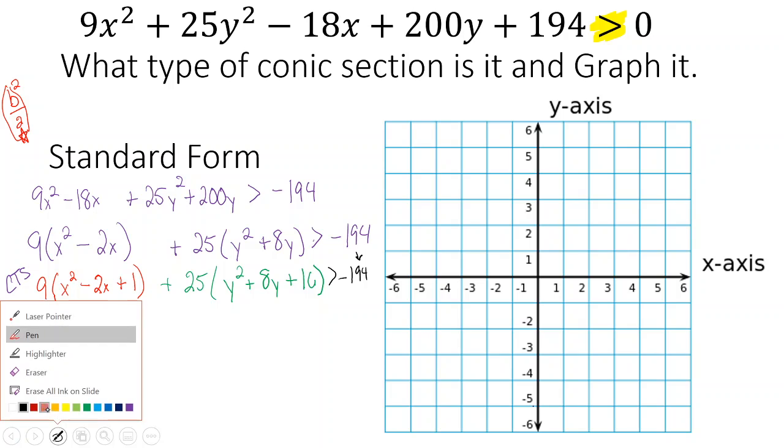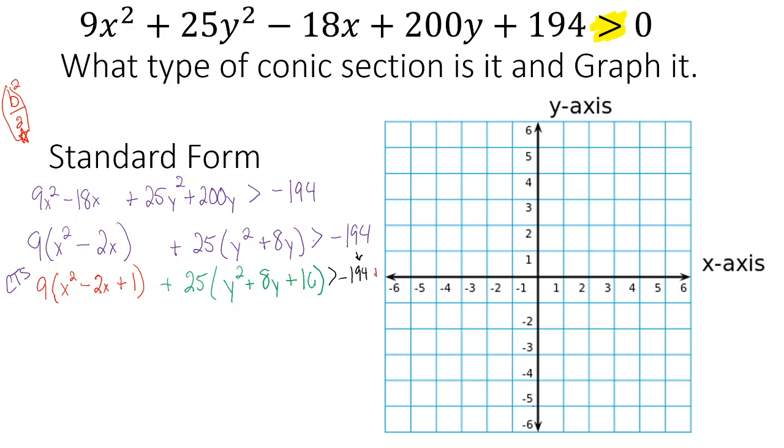But then I'm going to color code this for you. I'm going to add 9, because if I add 1 over here, 1 times 9 is 9. And then I'm going to add whatever 25 times 16 is. I'm guessing about 400. 400, you might say, how'd you get 400? 16 times 25 is 400.